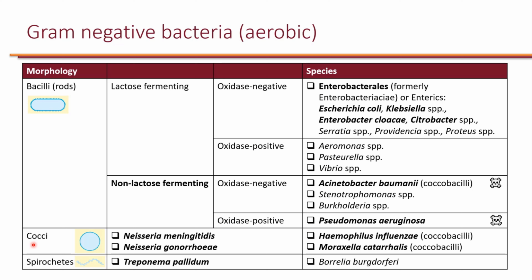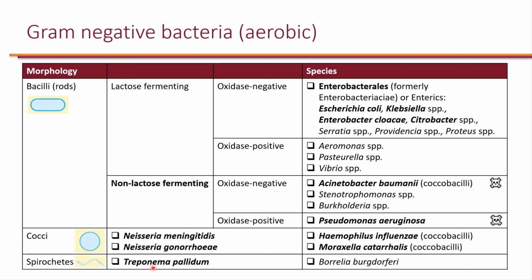And then for the cocci in the gram-negative group, we have Neisseria meningitidis, Neisseria gonorrhoeae, and then we have Haemophilus influenzae and Moraxella catarrhalis. These two are actually kind of between cocci and bacilli, so they're referred to as coccobacilli. So the shape under the microscope is between a circle and a rod. And then spirochetes, which essentially look like a spring.